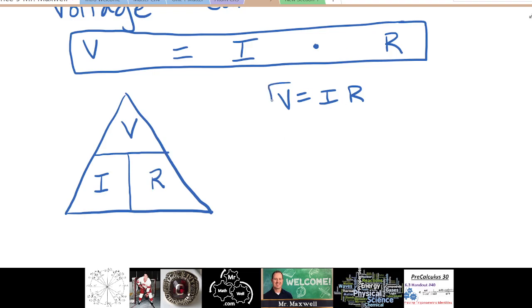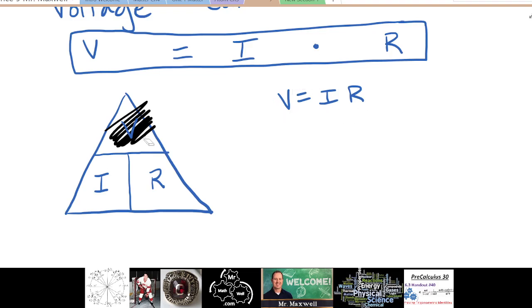If I want to solve for V, I look over to this little triangle, and I cover up the V that I'm trying to find. What I'm left with is I next to R, right beside each other. And when they're next to each other, you multiply. So if you cover up V, you know that you multiply current times resistance. And of course, that's Ohm's Law there.